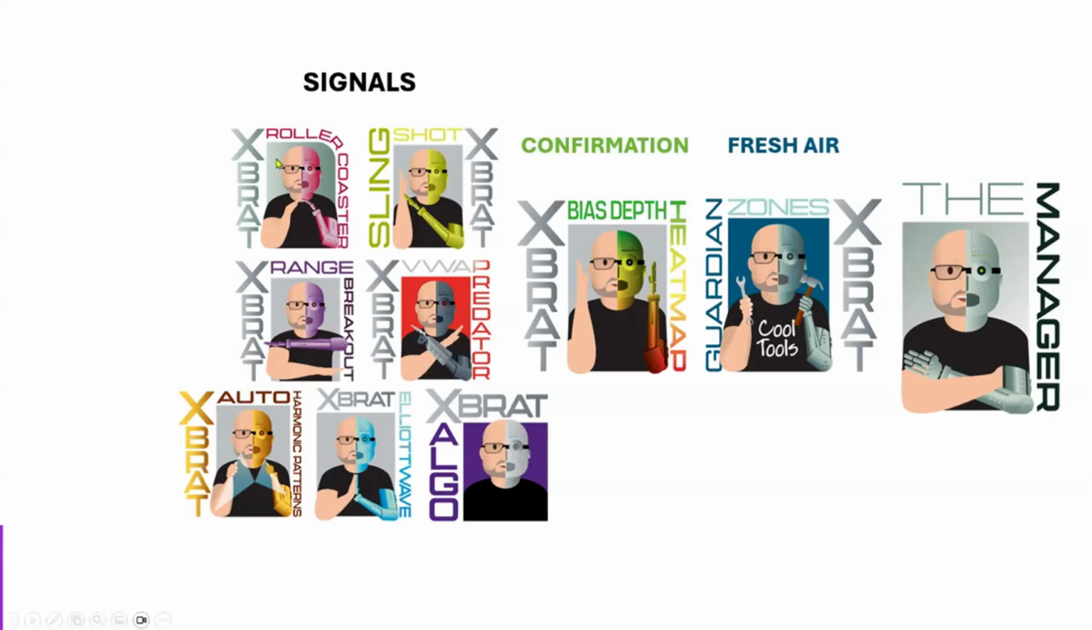We have the Slingshot, we have the Range Breakout, we have the VWAP Predator, the xBrat Algo, the ElliottWave, the harmonic patterns. All of those produce signals, and we're going to look at some of those combined together in a little while for that confluence strategy. We use the Bias Depth Heatmap for confirmation. Go, no-go gauge. Simple rule, okay?